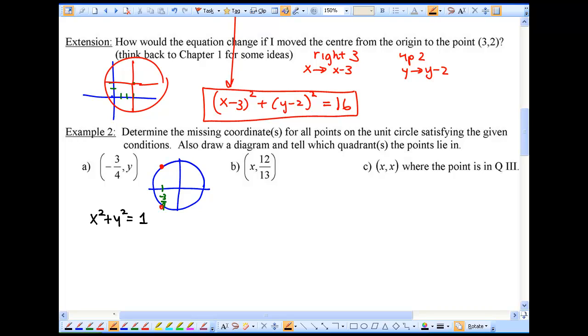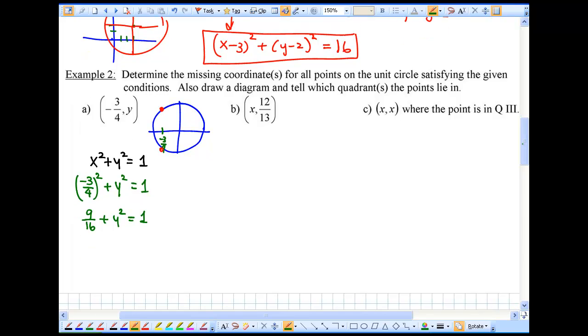When I want to find out y, I think I should plug in what I know for x. So I know that x is equal to negative 3/4, all squared, plus y squared equals 1. Negative 3 over 4, so negative 3 squared is 9, 4 squared is 16. So 9/16 plus y squared equals 1. And if I ask you to solve, y squared equals 1 take away 9/16, or I'll say 16/16, right? I want to find the common denominator. Minus 9/16, I believe that's just 7/16.